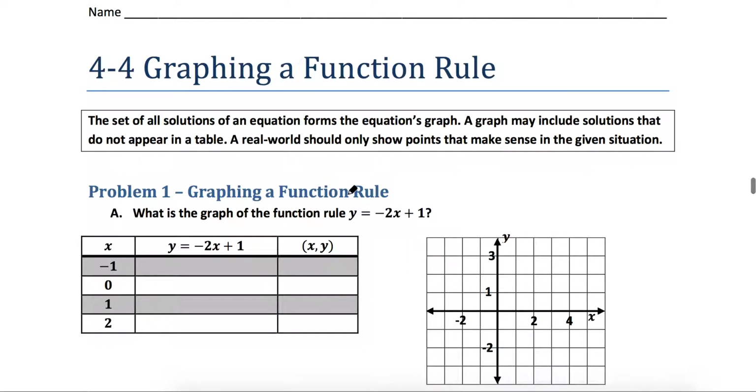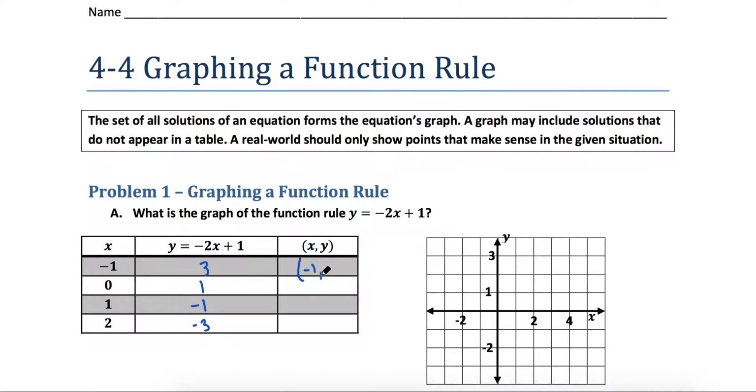Okay, now let's go into graphing a function rule. It's important that we can take an equation or a function rule, another way of saying it, and create data points and then plot them on a graph. So this first example says make the graph of the function rule y equals negative 2x plus 1. So here if we plug in negative 1, we get 3. If we plug in 0, we get 1. If we plug in 1, we get negative 1. If we plug in 2, we get negative 3. This third column here is set up to kind of help you construct an ordered pair.